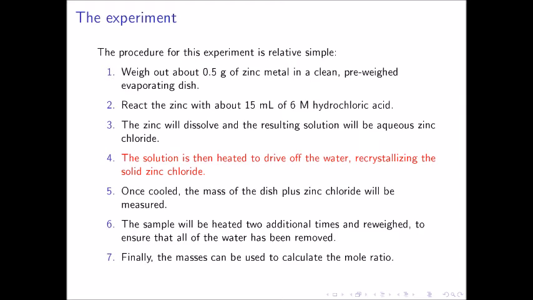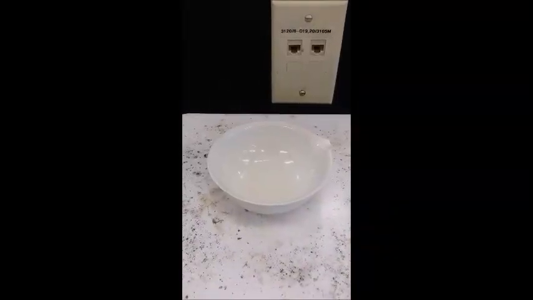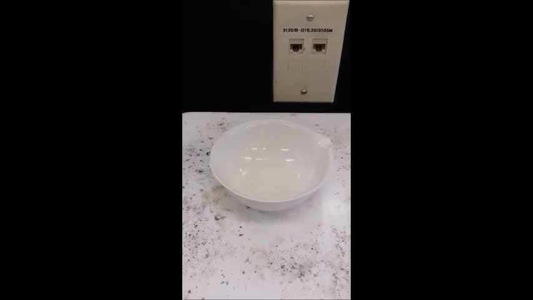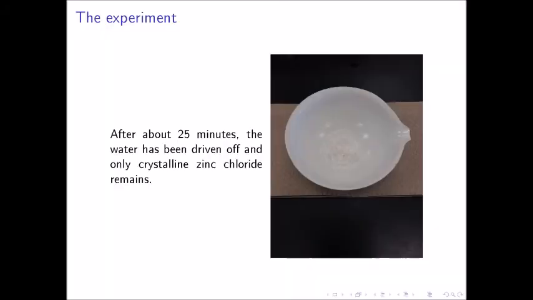Next, we heat the solution to drive off the water. This process will take about 20 to 25 minutes to completely vaporize all of the water, recrystallizing the solid zinc chloride. After about 15 minutes of heating, we notice that the liquid begins to thicken as the water is driven off and the zinc chloride is left behind. After approximately 25 minutes of heating, the water has been completely vaporized and only the crystalline zinc chloride remains.